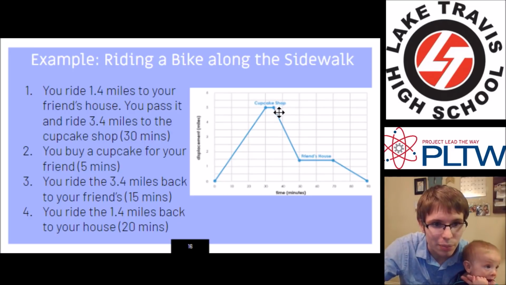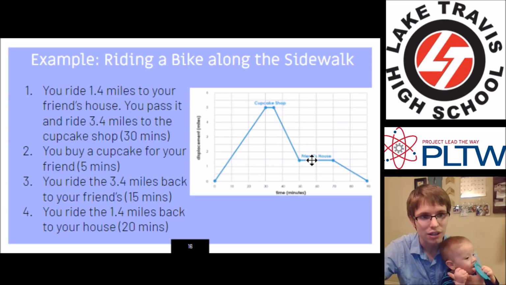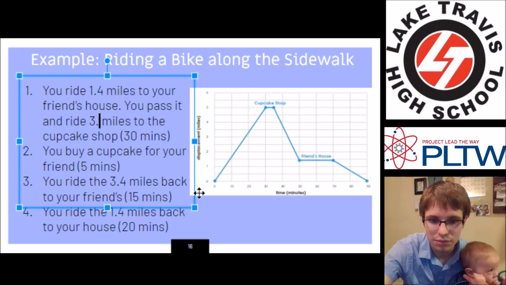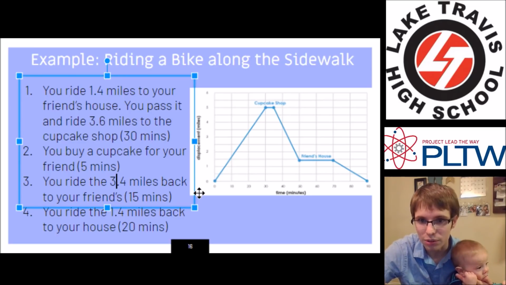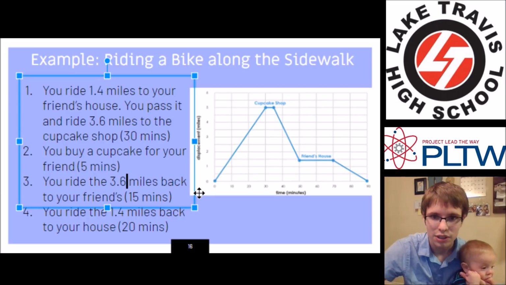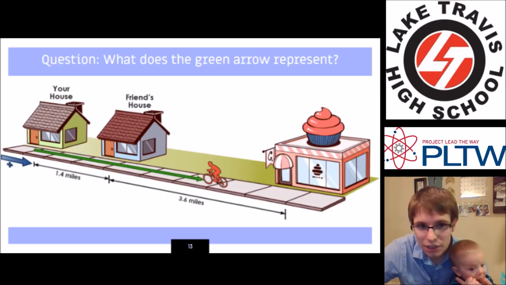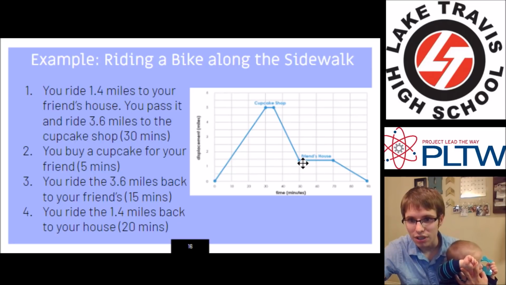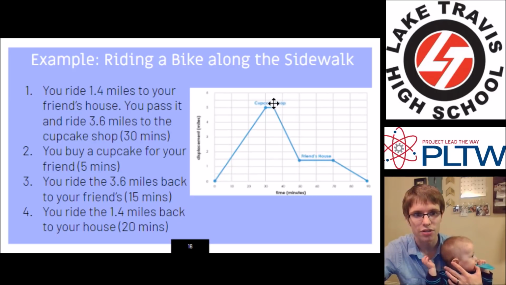So we said that we went back the 3.6 miles. Okay, so the 3.6 miles back. Let me just check, make sure. Yeah, 3.6 miles back to our friend's house, and let's say that took us 15 minutes because we were going fast because we're excited. See how the slope is a little bit steeper? We're going faster, faster, faster.